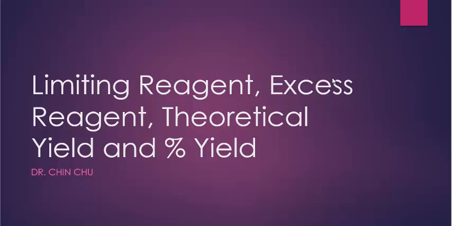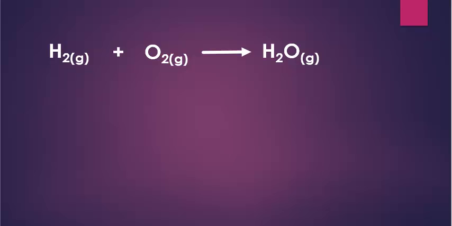Hello everyone. Now I'd like to discuss the topic limiting reagent, excess reagent, theoretical yield, and percent yield. For a chemical reaction, as indicated here by a skeleton equation, hydrogen gas, remember the formula for a hydrogen gas molecule is H2, mixed with oxygen gas, O2, with a little bit of spark, you produce water, H2O, plus release heat.